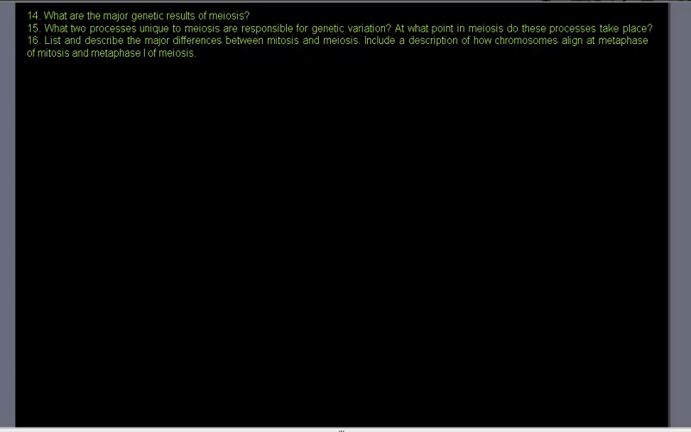We've talked about how genes are inherited, and we've already gotten into how the chromosomes are inherited and how they account for how genes are inherited a little bit, but this chapter goes into it in some detail. And so first of all, what are the major genetic results of meiosis?